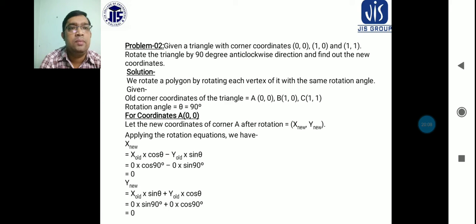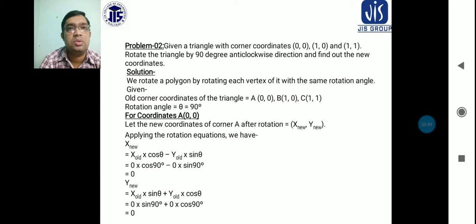Given a triangle with the corner coordinates 0 0, 1 0 and 1 1. In the previous problem we solved for two coordinates: one is 0 0, the origin, and the other is the ending point 4 4. Similarly, the problem here has the coordinates 0 0, 1 0 and 1 1, and we rotate the triangle by 90 degrees in the anti-clockwise direction and find out the new coordinates.